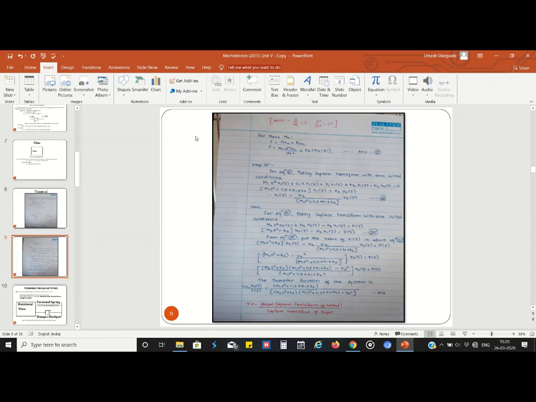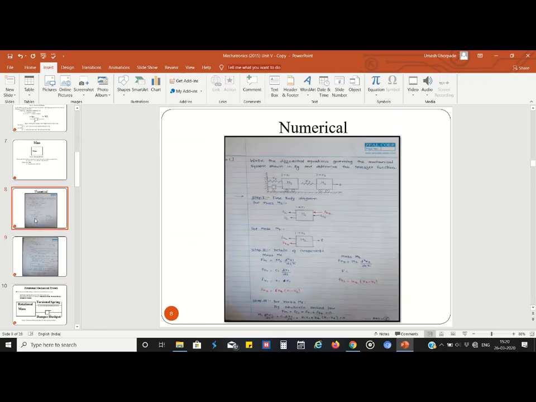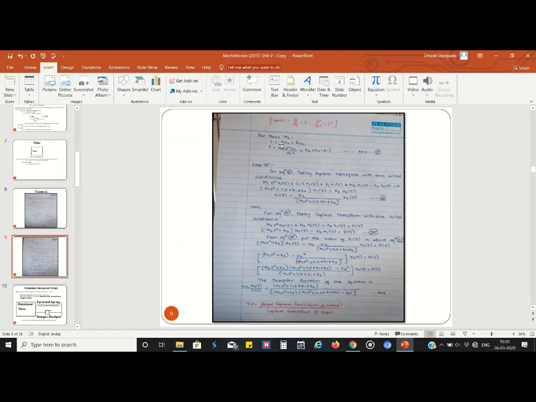So for mass 2, by using Newton's law, in the mass 2 the force is applied, so F is equal to Fm2 plus Fk2. F is equal to m2 d square x2 upon dt square plus k2 (x2 minus x1). So it is the answer number second. These are the two differential equations we can get from the given system.